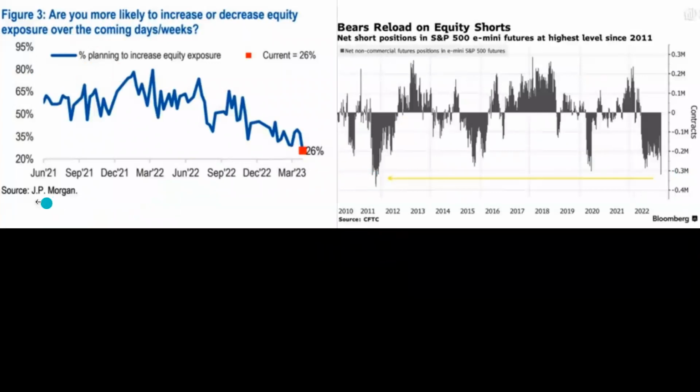And then you take a look at this. This is a survey that JP Morgan did. They were asking people, are you more likely to increase or decrease equity exposure over the coming days and weeks? And this is, guys, extremely low. We haven't been this low in an extremely long time. It's at 26% of people who were planning to increase their equity exposure. So really about 3/4 of people are bearish right now.